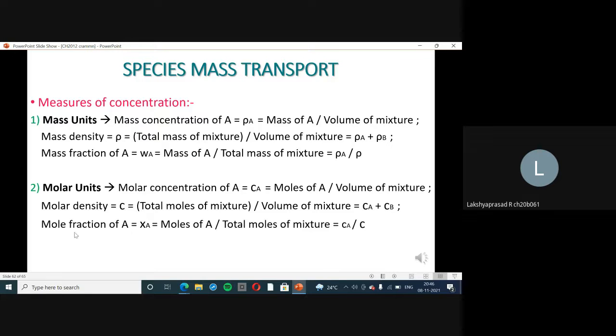And then we have mole fraction of A, which is Xa, equal to moles of A by total moles of mixture. And that will also be equal to Ca by C. Okay, we'll move on to the next slide.